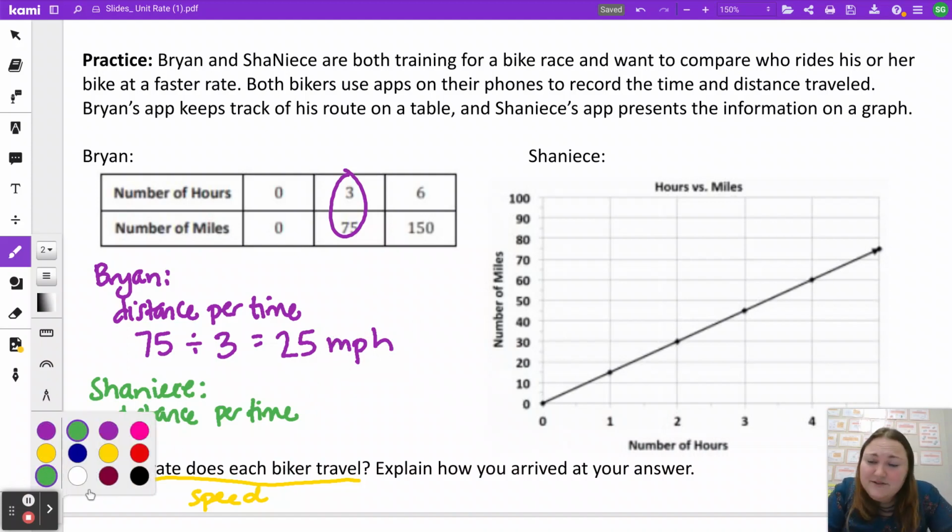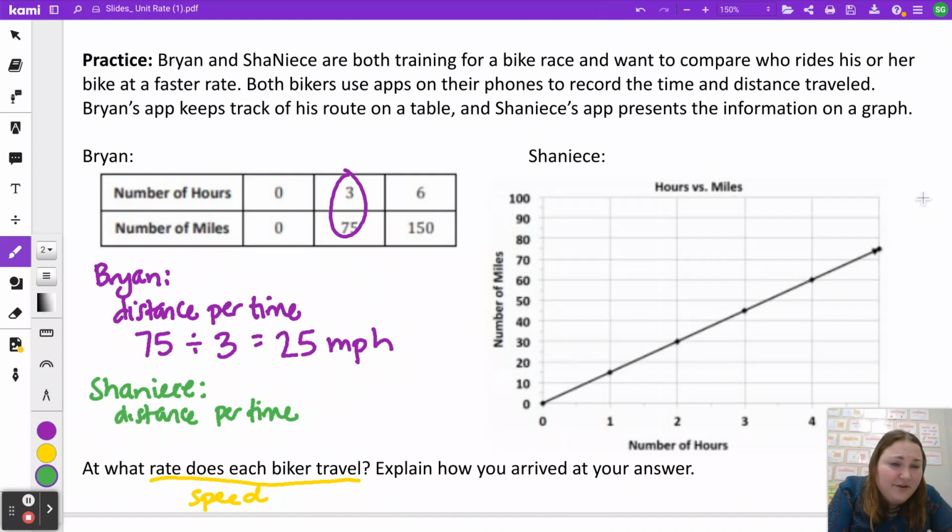For Shanice, we could do the same thing. Now I've got a graph for her. If I look at her graph here, I'm going to pick a point that's easy for me to read. This one here is in the middle, so maybe it's harder for me to know what number that is. So I'm going to pick this one, and that tells me after 2 hours, she has gone 30 miles. So her distance is 30, her time is 2, and she must be going 15 miles per hour.